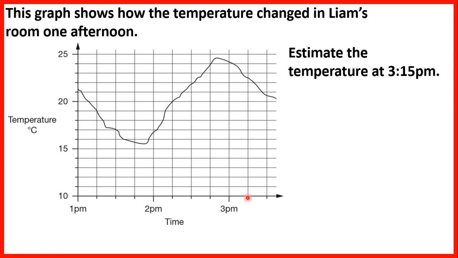So that's this line here. We can draw a line up, and then where that hits the line on our line graph, we can draw a line straight across. And we can see that it's between these 2 lines here.